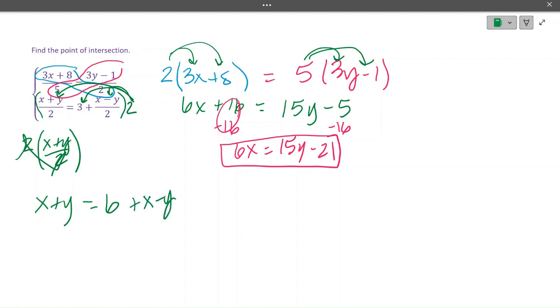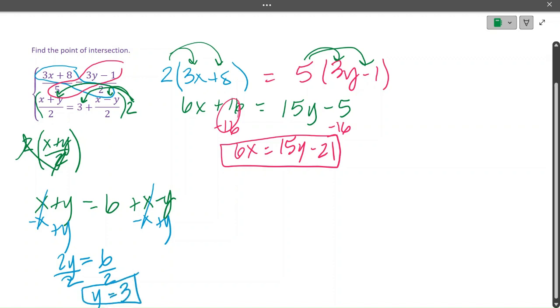Now I'm looking at this, and I'm noticing I've got an x on both sides. What I know is that if I move this x over, my x's go away. They both equal 0. Now I'm left with y equals 6 minus y. I'm going to add y to both sides because I'm going to try to get y by itself. I end up with 2y equals 6. And look at that. We now know that y equals 3.